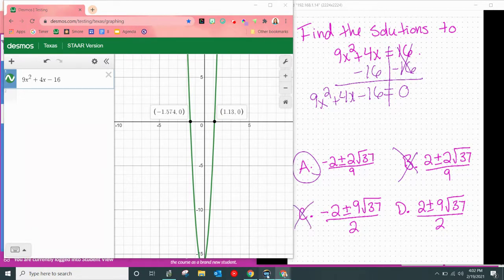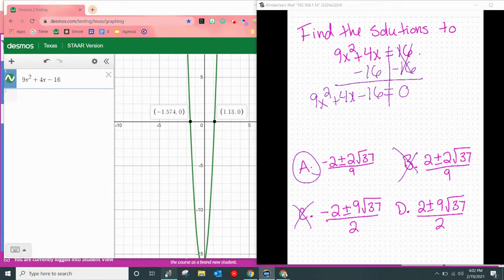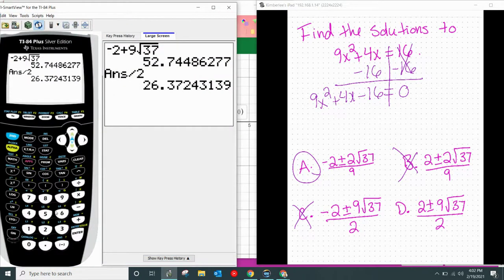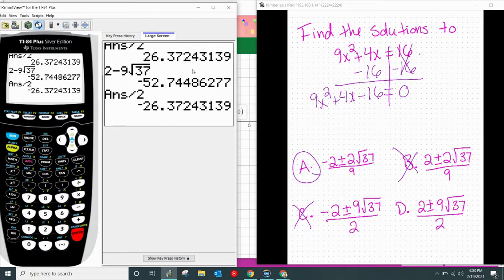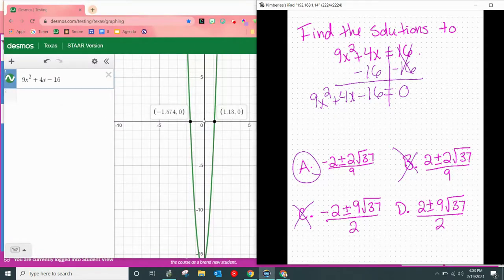So you can see that C is not going to work. And D would be the same. I think we're going to get something really crazy if we do D. Let's see, we have 2. We'll start with, I'll do the minus one this time. -9 square root 37, enter, and I have to divide it by 2, enter. I'm getting a -26. No. See, D can't be one of my answers either.